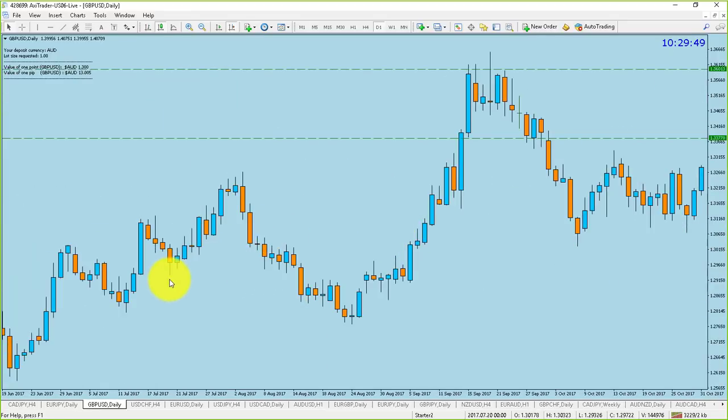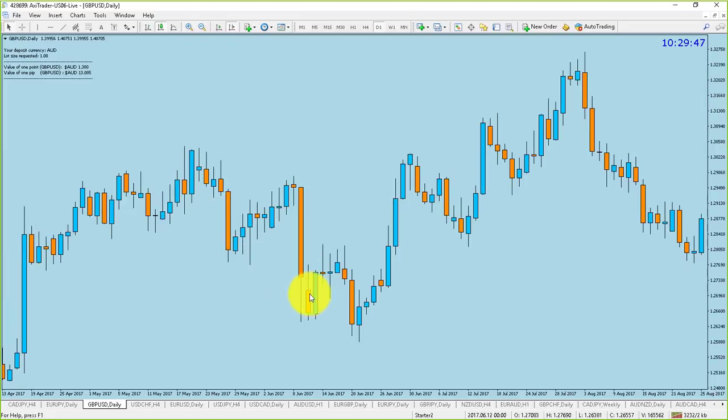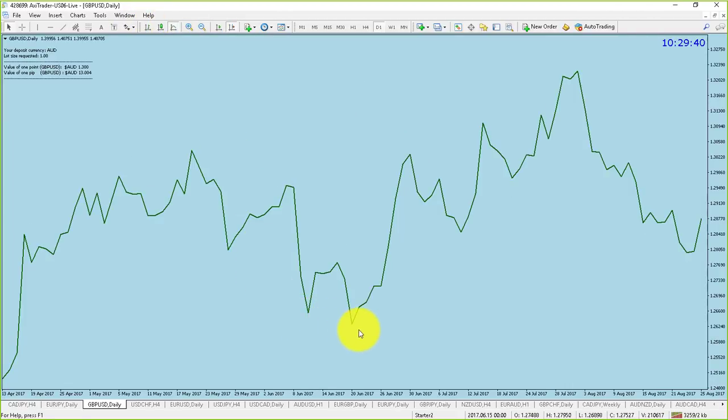Let's see if we can find another one. Here's a V. Here's a double bottom. So it touched, went up, touched again, and then boom, it was off to the races. So this is the most common one. So why is this important?